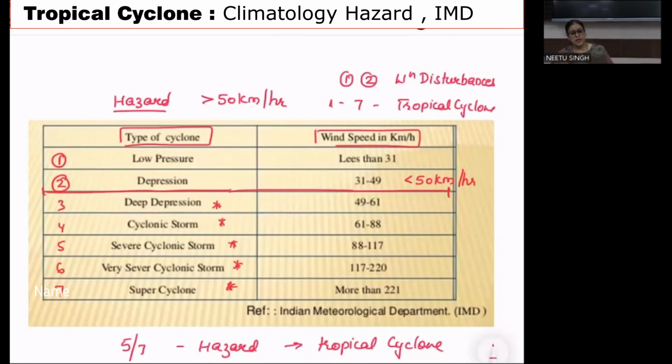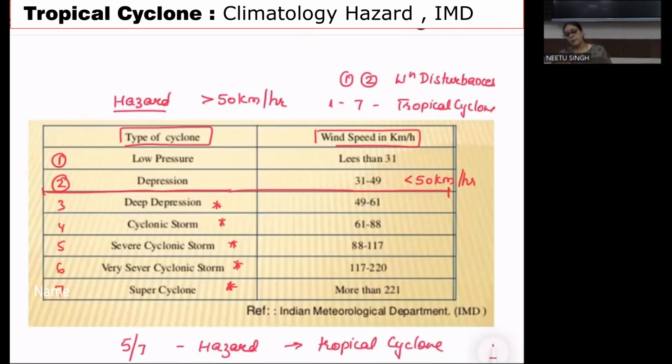Of late, we have started experiencing more frequent super cyclones. Wind velocity more than 220 kilometers per hour. Hand raise kar dena. IMD identifies India to be experiencing 2 distinctive types of cyclone, temperate and tropical. Temperate cyclone, because it always has wind velocity less than 50 kilometers per hour, is never counted as hazard. Tropical cyclone can have 7 different categories of wind velocity. If it is less than 50 kilometers per hour, it is called low pressure or depression and is not counted in hazard. Hazard begins when I take it as a deep depression.